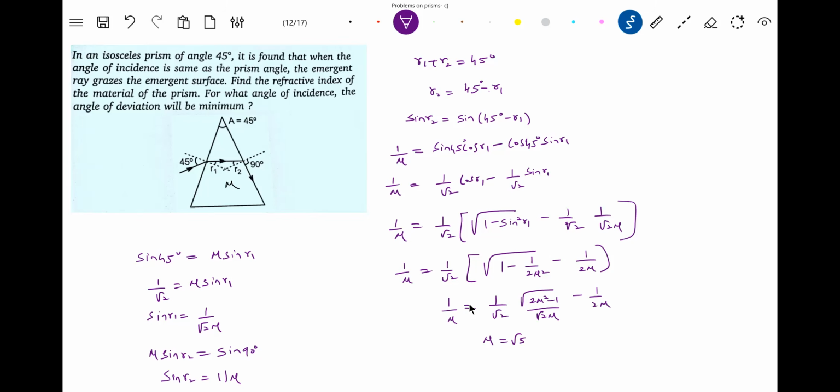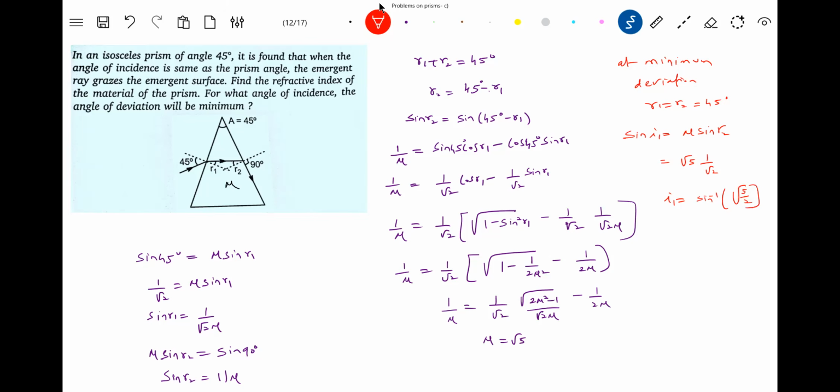Right, minimum deviation, what is the condition? r1 equals r2 at minimum deviation. So now apply sine i1 equals mu sine r2. Mu is how much? Root 5, times 1 by root 2. So the angle of incidence will be sine inverse of root of 5 by 2.